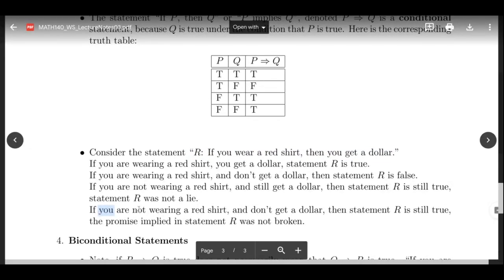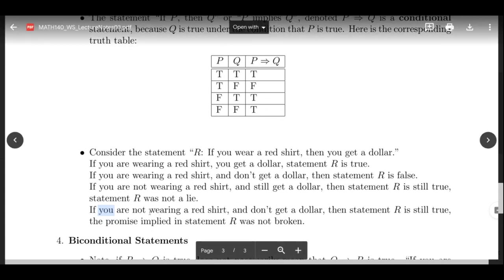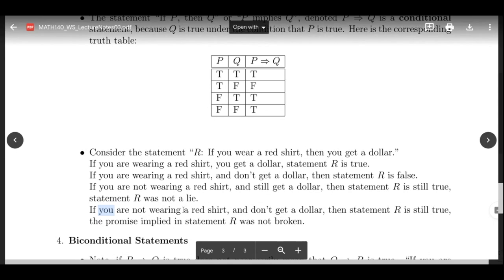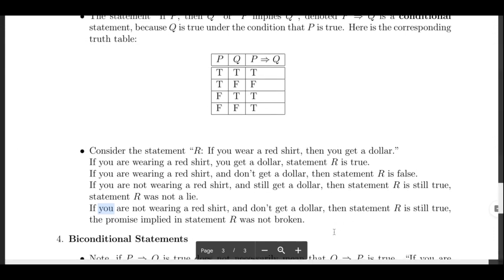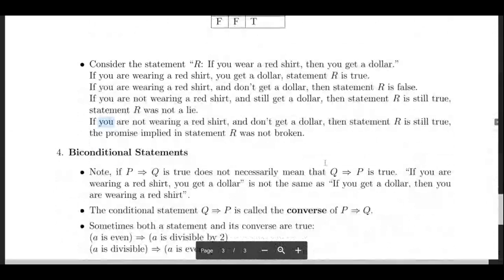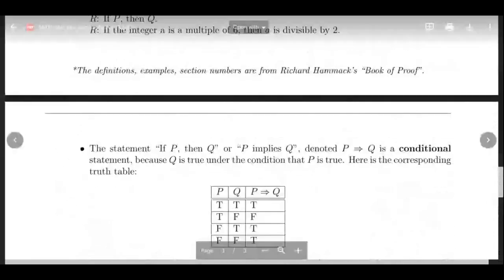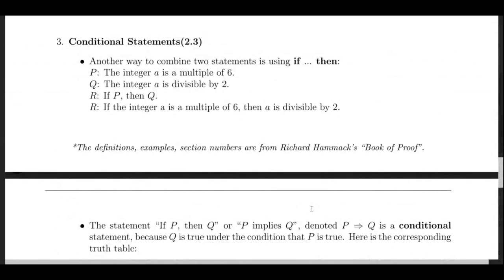Then the last one: if you are not wearing a red shirt and you do not get $1, this is not P and not Q. So the statement R is still true. Any questions? Conditional statements need a little bit of time to digest.